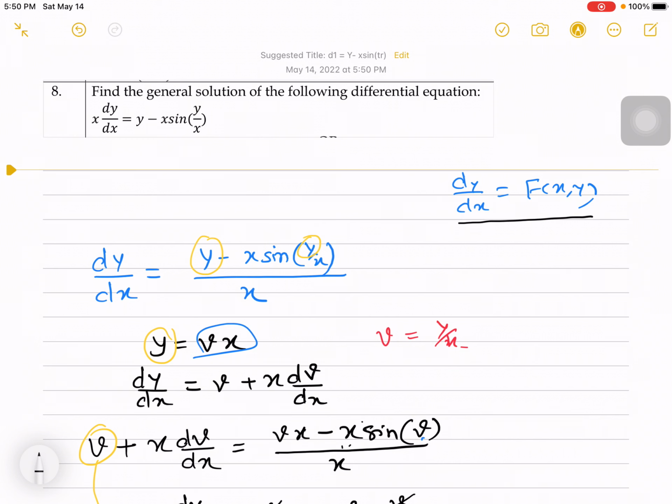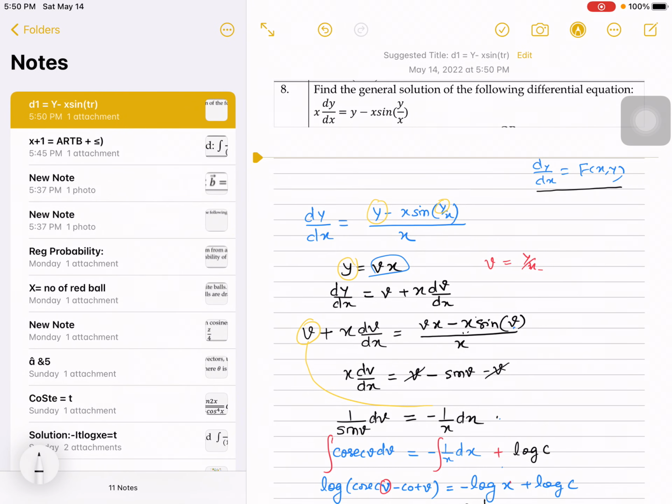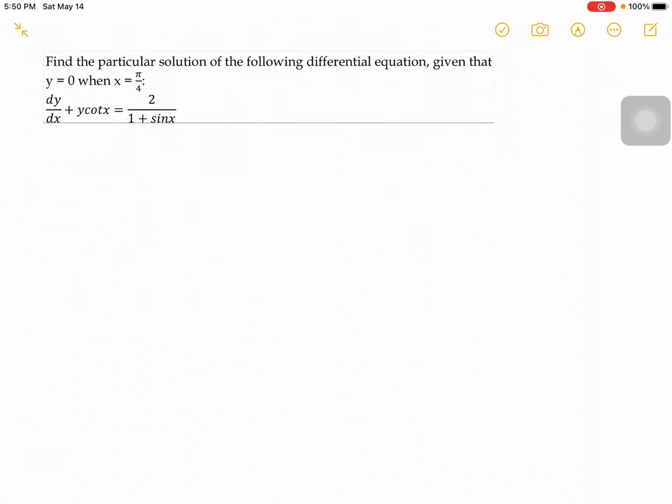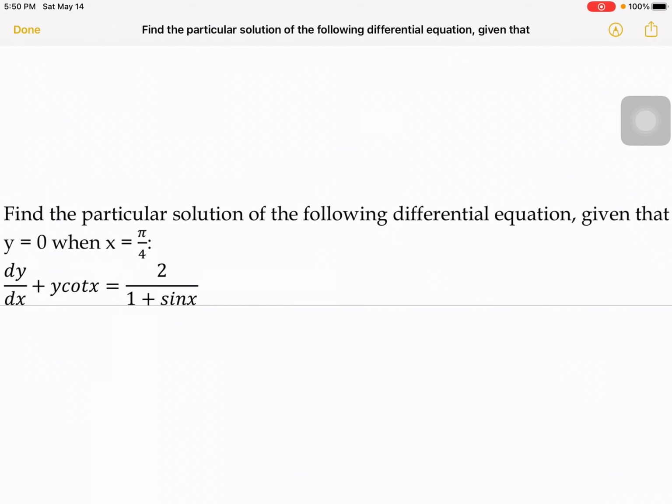So this is our next question, which is in the 8th question, and there is another option, an optional question, in this 8th question. In the option the question is to find the particular solution. Particular solution means the condition will be given and the constant will be fixed by the given condition. The question is to find the particular solution of the following differential equation given that y equals 0 when x is equal to pi by 4.